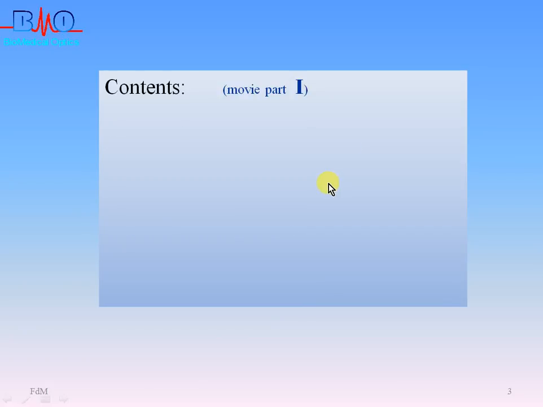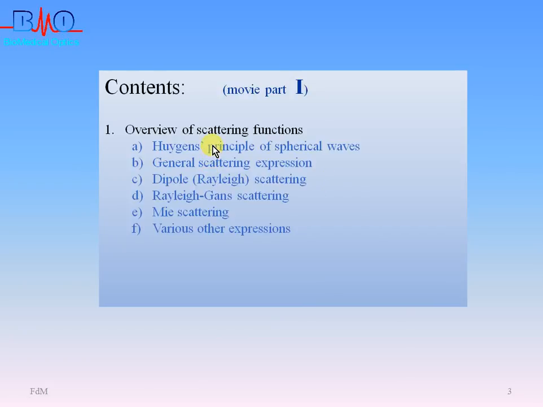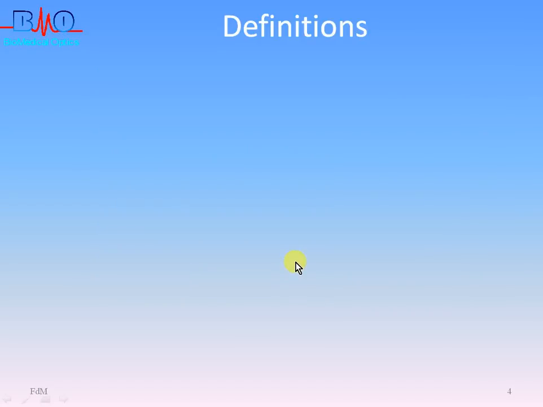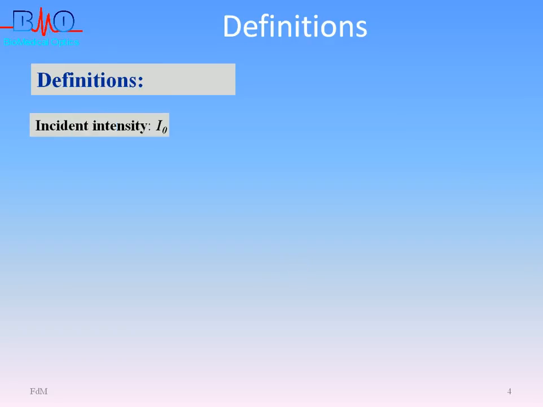Contents of movie part 1. First, an overview of the scattering functions: Huygens, the general expression, dipole scattering, Rayleigh-Gans, Mie, and various other expressions, and plots of various examples. We start with some definitions.